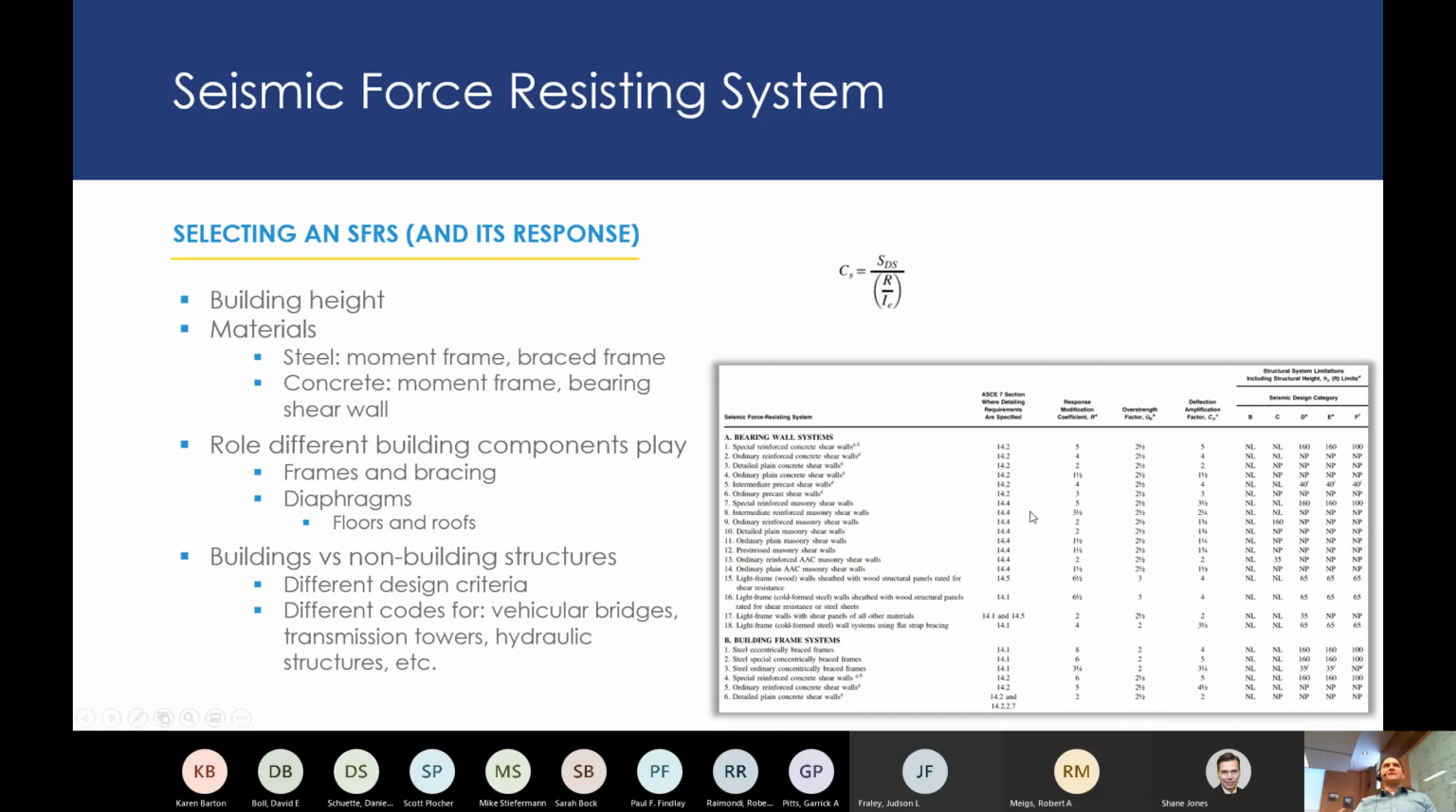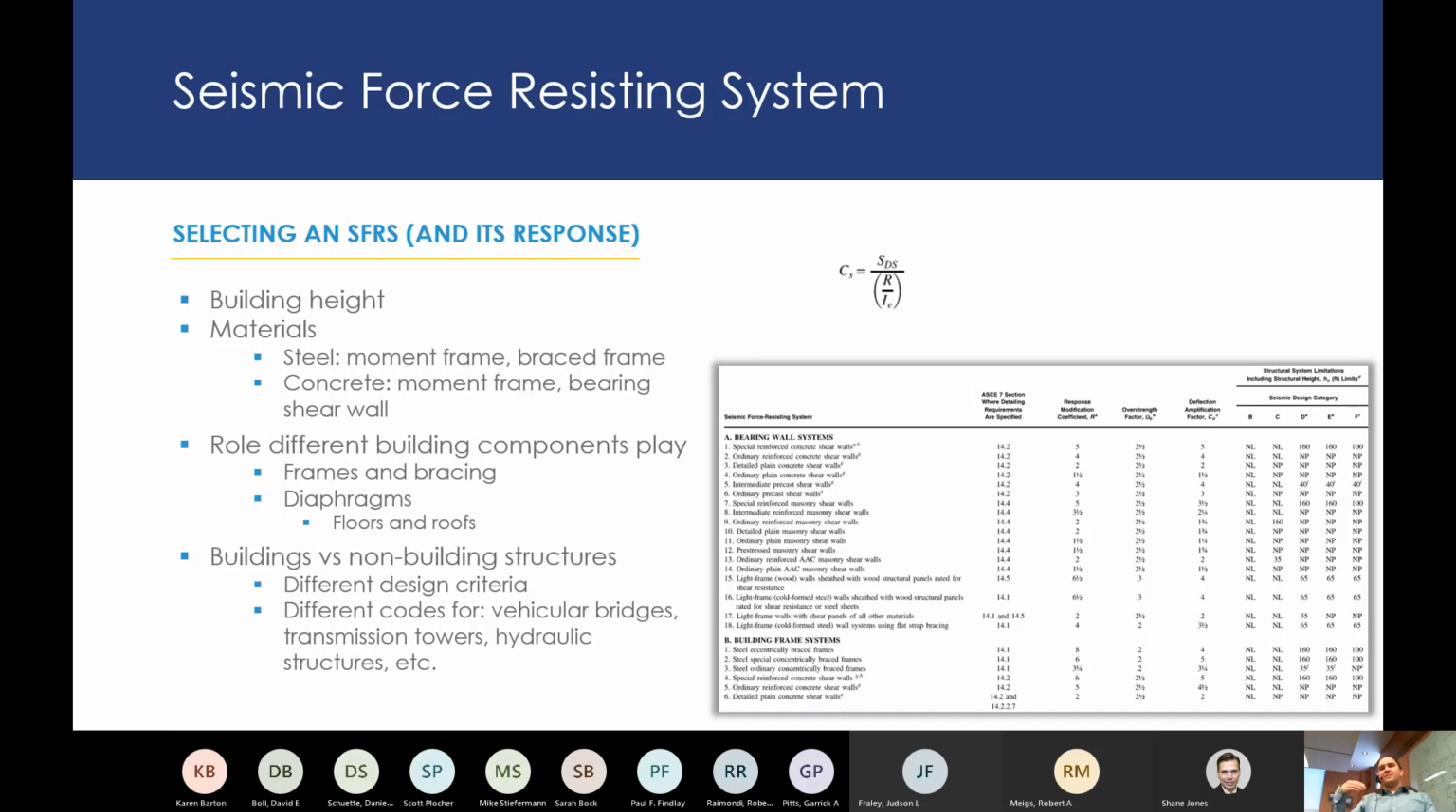So let's take steel, for example. The two basic systems are moment frames and brace frames. Now, if you get in a higher seismic design category and the building height gets beyond a certain point, 35, 60, and 160 are kind of the benchmarks, then you may have to go to either intermediate moment frames or special moment frames or special brace frames.